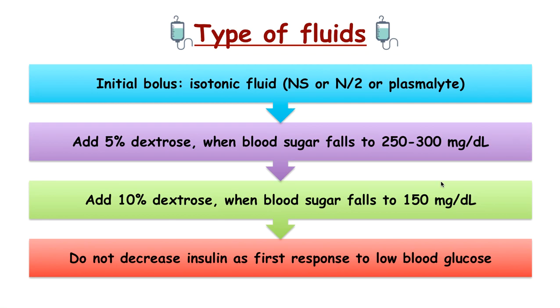So you will add 5% dextrose when the blood sugar falls to 250 to 300 milligram per deciliter. Then if it falls further to 150 milligram per deciliter, you will increase your dextrose concentration to 10%. You can go up to 12.5%. But remember, as a first response to low blood sugar, you do not decrease your insulin. Insulin will continue at the same rate because it is the insulinopenia which is responsible for everything, right? So you do not decrease your insulin as a first response, rather you increase your dextrose concentration. And if the blood sugar is still falling despite starting 12.5% dextrose, then you may start decreasing your insulin rate.